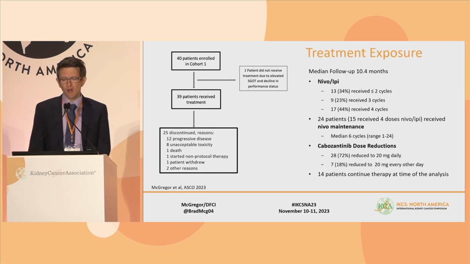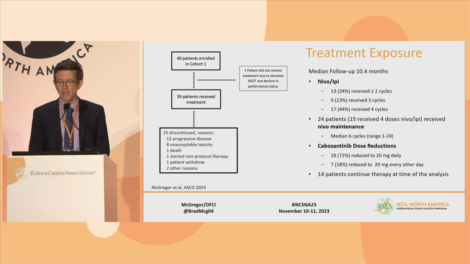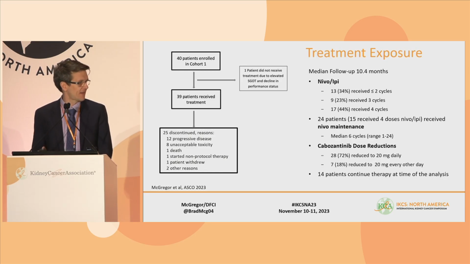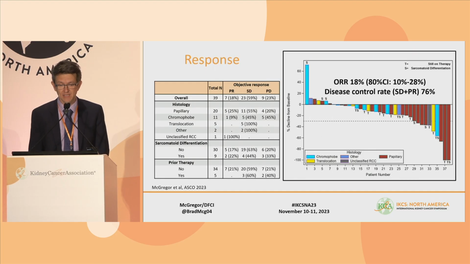Treatment exposure overall, I think, as would be expected, there was toxicities, and subsequently, a lot of patients didn't go through the 4 cycles of nivo-ipi, although 44% did. 24 patients went on to receive nivo maintenance. We did not require you get all 4 doses of ipi to go on to nivo maintenance. A majority of patients required dose reduction, 72% to 20, 18% to 20 every other day. So that tells you 10% were able to stay on full dose. I think what's important to note here is that 14 patients continued on therapy at time of analysis.